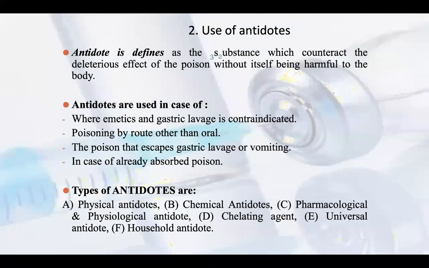Now you can see the types of antidotes. A is physical antidotes, B chemical antidotes, C pharmacological and physiological antidotes, D chelating agents, E universal antidotes, and F is household antidotes.